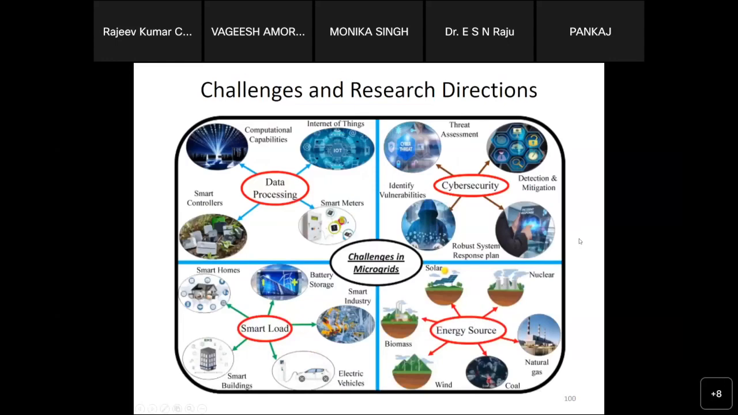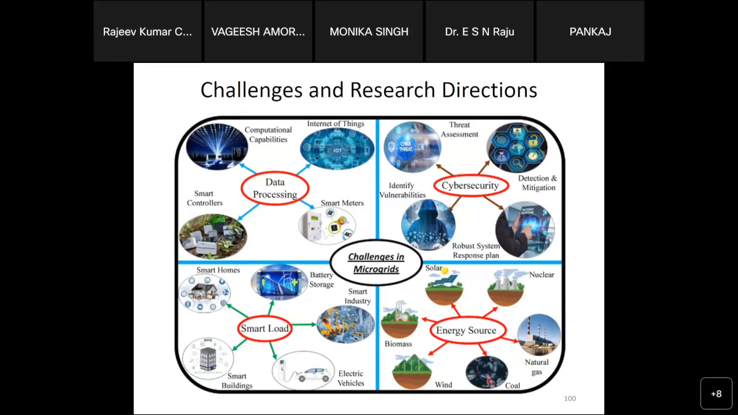Next I am going to discuss the different challenges as well as the research directions. Here we can see there are different challenges in the microgrid, from the energy source side, the smart load side, and the cyber security side. When we move towards the smart microgrid, we have cyber security challenges. With more integration of smart meters, smart controllers, and IoT devices, we will have a large amount of data, and processing this big amount of data is one of the challenges in the practical implementation of the microgrid.